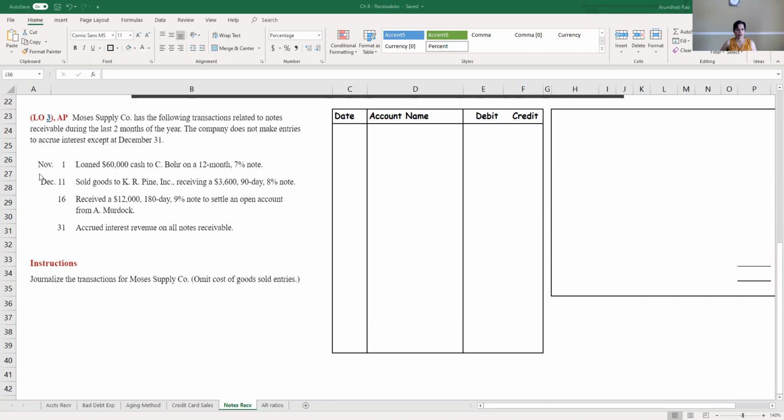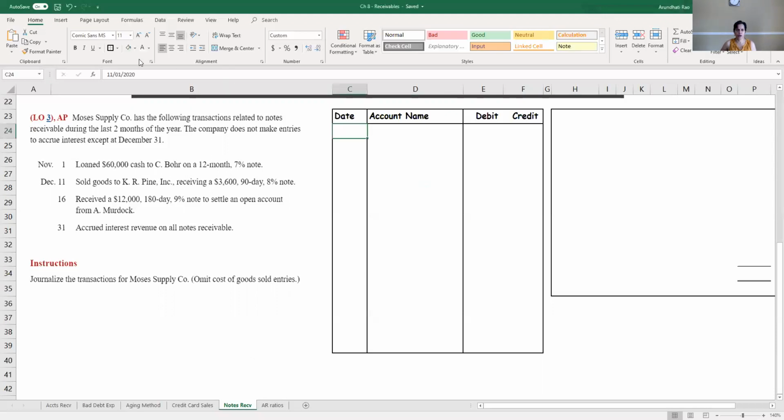So we have notes on November 1st, we have loaned $60,000, and this is a 7% note. So we have loaned money to someone. The someone perhaps is our customer or our vendor, one of our business partners in the supply chain, up or down the supply chain. They have some cash flow problem. We are lending them money. Obviously, we are not in the business of lending money. If we are in the business of lending money, we are a financial institution. That's not who we are.